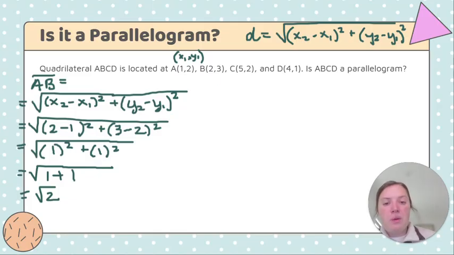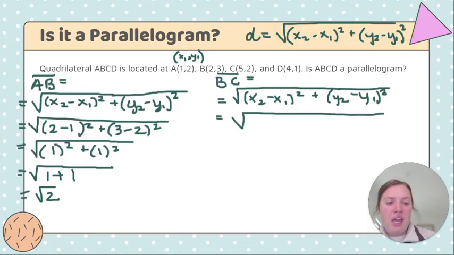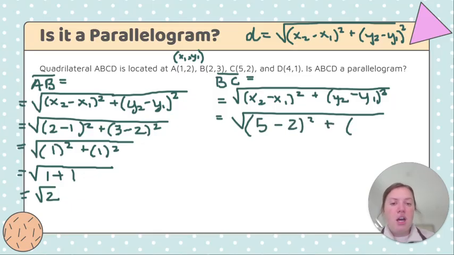Now let's do the same thing with BC. Okay, so we always start with our distance formula, x2 minus x1 squared plus y2 minus y1 all squared. We replace the values because we can due to substitution. I'm going to have C be my second point. So we're working with 5 minus 2 squared plus 2 minus 3 squared.